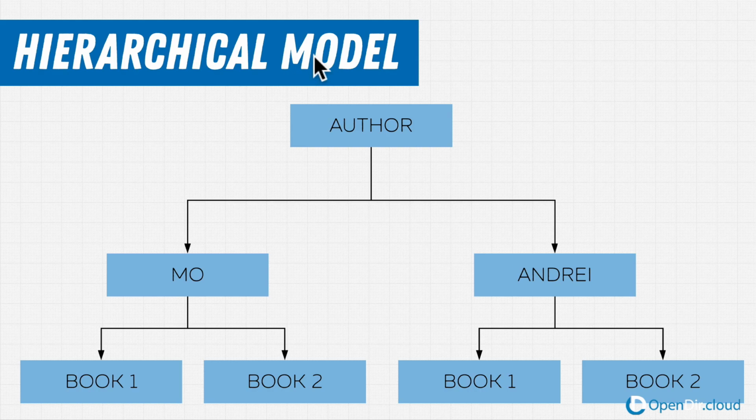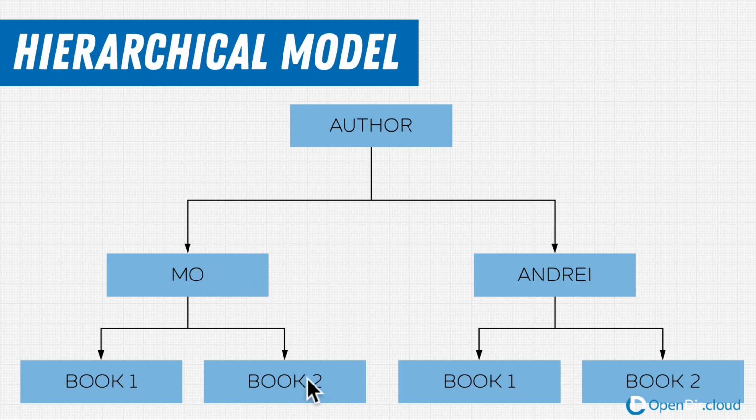But how does the data get organized in the hierarchical model? Well, as the name suggests, there is a hierarchy. It decides to store and organize data in a tree-like structure, and it has this concept of parent-child. So what we can see here is that the parent author has two children, Mo and Andre. And Mo and Andre have two children as well, two books that they wrote.